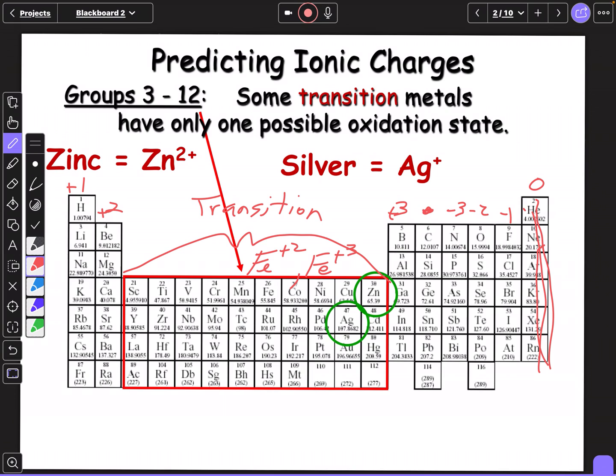So we can form 2 different compounds with the same nonmetal. You can have 2 different iron oxides. But zinc is always a +2, and silver is always a +1. That's Ag. So we need to memorize those. We need to write them down on the back of our periodic table.